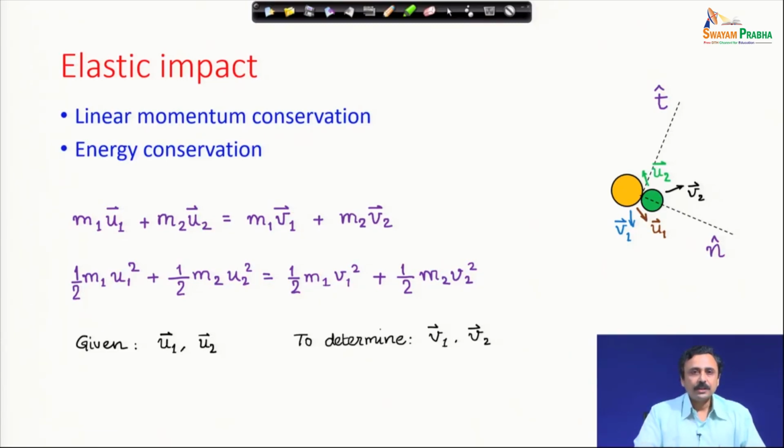We are given the incoming velocities u1 and u2. Suppose we are given the incoming velocities, we have to find out the outgoing velocities. Of course, things can be differently posed. We are posing it in this form for the moment. How many conditions do we have? We have this vector condition of linear momentum conservation and a scalar energy conservation, the kinetic energy.